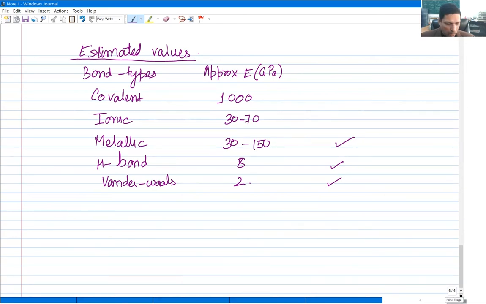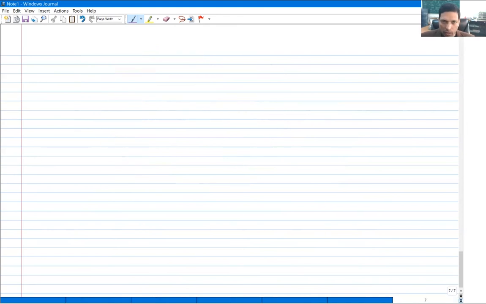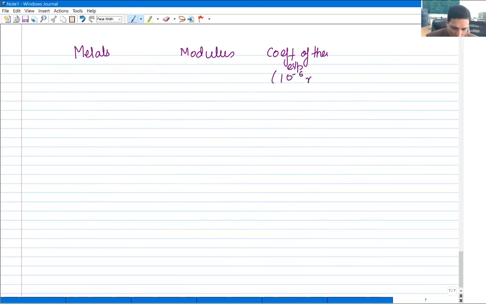Now let's look at even another property which is actually directly related to the bond energy and another parameter of the bond of the material, which is the steepness of the bond. We will understand what this parameter steepness is. So again, first let's look at metals. What is the modulus? And another characteristic, which is the coefficient of thermal expansion, which is given in 10 to the power minus 6 meter per meter kelvin.